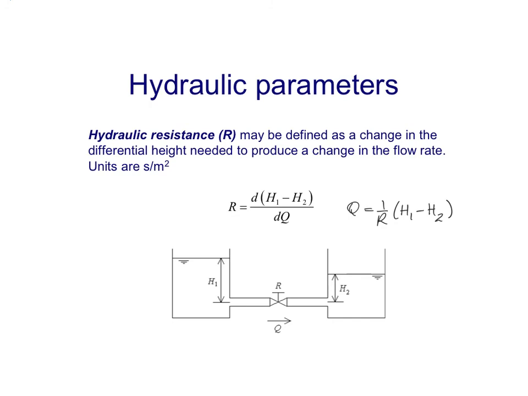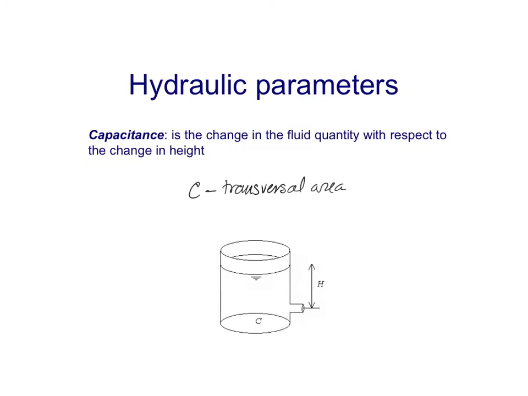Then the flow through the valve can be described as 1 over R times the difference between the heights. And this R is precisely the hydraulic resistance. This resistance is always related to a hydraulic valve. The capacitance is the change in the fluid quantity with respect to the change in height. But actually, this capacitance can be expressed as the transversal area of the tank where the fluid is contained.